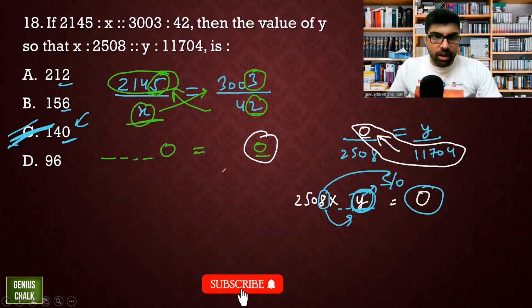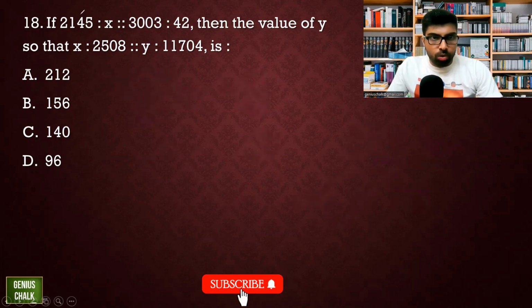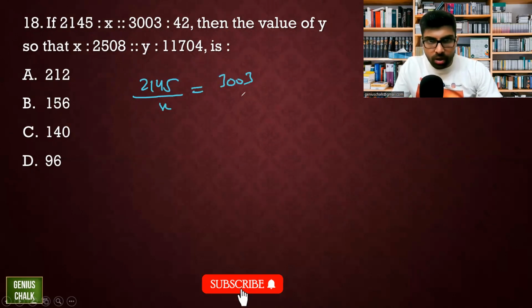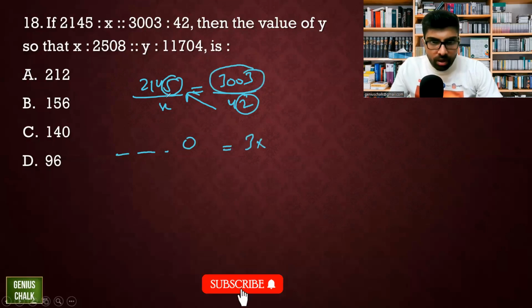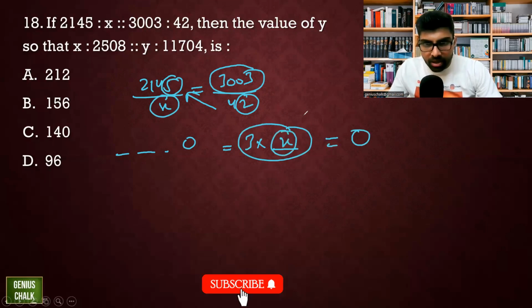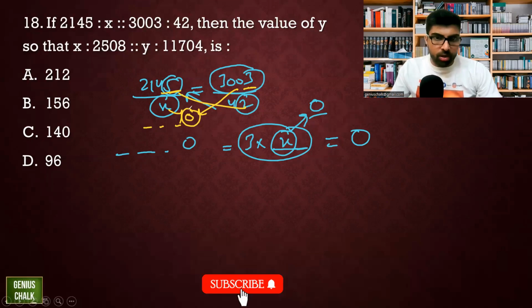Again, I repeat what I have done. It's written like this: 2145 by X is equal to 3003 by 42. If you multiply 5 into 2 it will be 10. Last digit is 0. That means 3 into this X should also be multiplied so that the result is 0. For that, this X must have the last digit 0. Before that, I don't know what it is, but the last digit should be 0 because this is only 3, and 3 could only be multiplied with 0 to get the last digit 0 as per the right hand side. 5 into 2 is 10. So X is ending with 0.